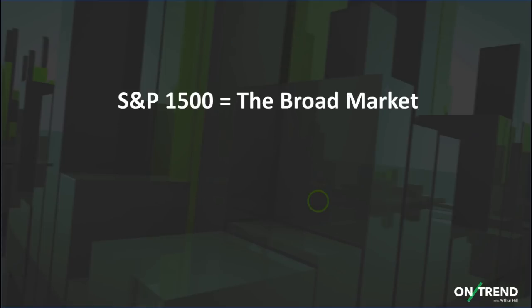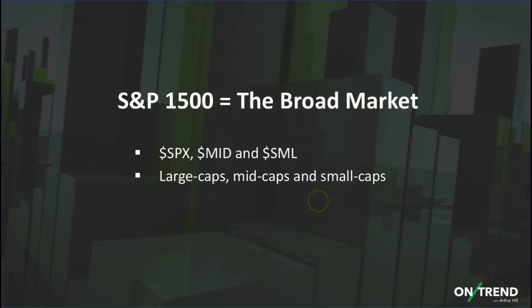So we're going to use three indexes for our breadth indicators. Taken together, these three indexes make up the S&P 1500. Basically you have the S&P 500, $SPX, the S&P Mid-Cap 400, $MID, and the S&P Small Cap 600, $SML is the symbol there. That represents the large cap universe, the mid-cap universe, and the small cap universe. Sure, it's not the entire universe, but these 1,500 stocks are as close as you're going to get to the market as a whole. I think it's a great trio to use for breadth indicators.